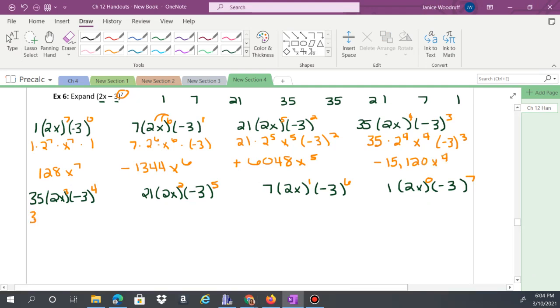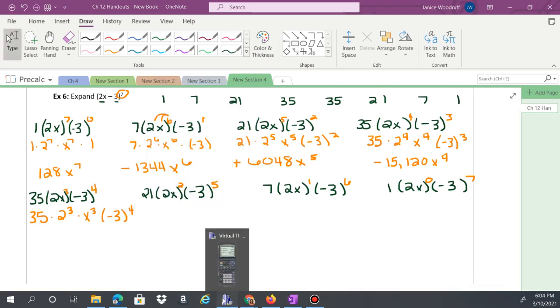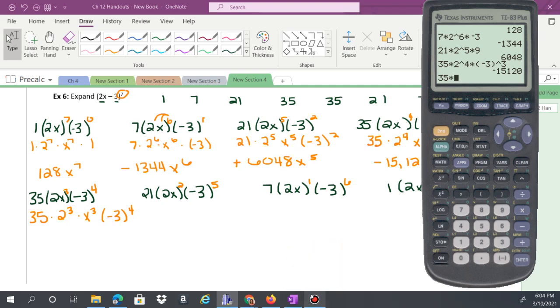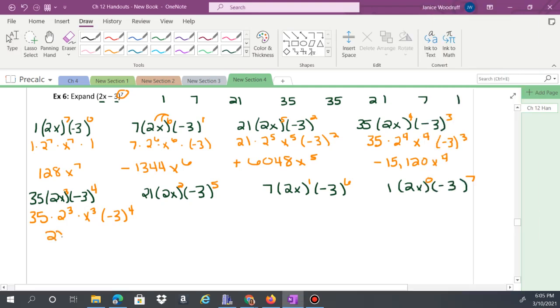And then we got 35 times 2 cubed times x cubed, negative 3 to the 4th. So 35 times 2 cubed, I think 2 cubed is 8, times negative 3 to the 4th. That should be a positive because we're going to an even. So 22,680 x cubed.